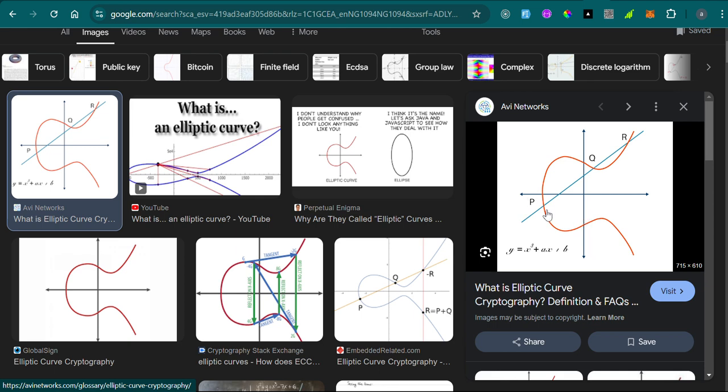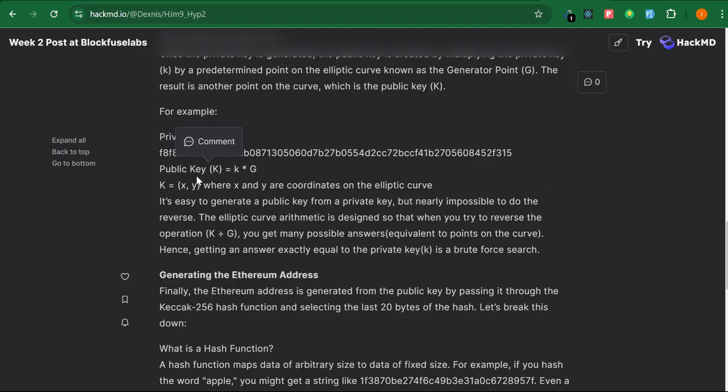So any point here has a coordinate called the x and y axis. That is, it is at a certain distance from the x axis and also at a certain distance from the y axis. So that is why we say that the public key k is equal to x comma y, where x and y are coordinates on the elliptic curve.